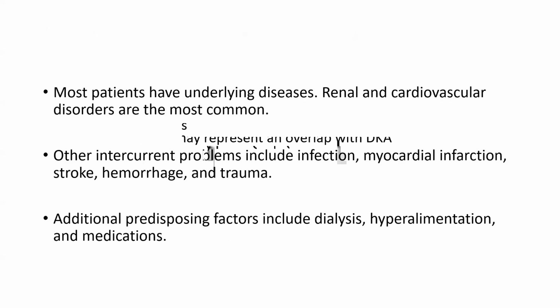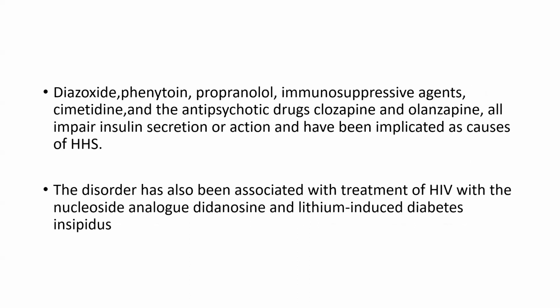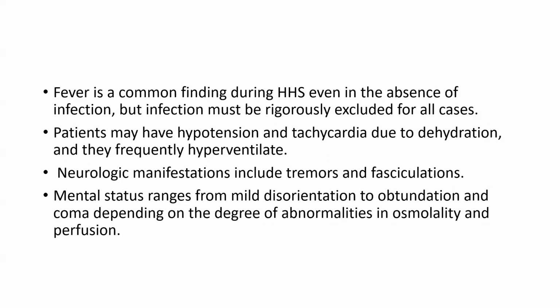Most patients have underlying disease. Renal and cardiovascular disorders are most common. Other intercurrent problems include infection, myocardial infarction, stroke, hemorrhage, and trauma. Additional predisposing factors include dialysis, hyperalimentation, and medications. Diazoxide, phenytoin, propranolol, immunosuppressive agents, cimetidine, and antipsychotic drugs like clozapine and olanzapine all impair insulin secretion or its action, and have been implicated as causes of HHS. The disorder has been associated with the treatment of HIV with the nucleoside analog didanosine and with lithium-induced diabetes insipidus.